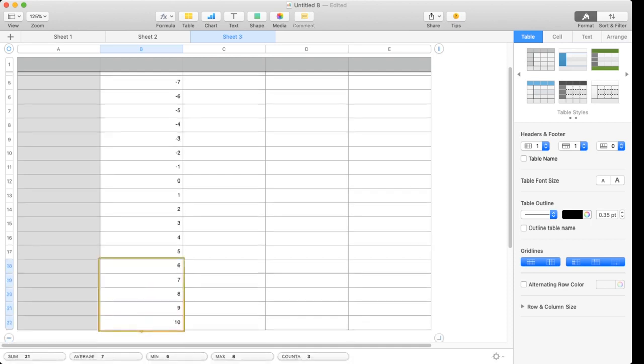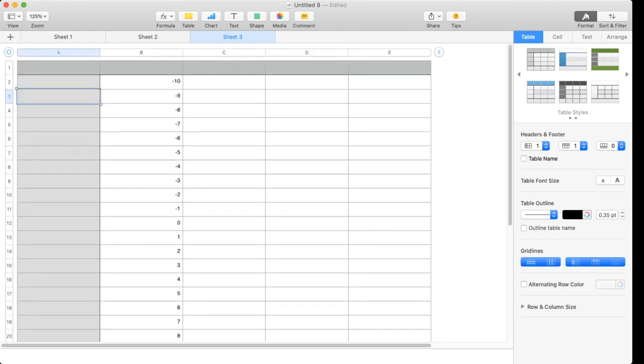So I get from minus 10 to plus 10, and let's say I have a mean equal to 5, and sigma is 4.